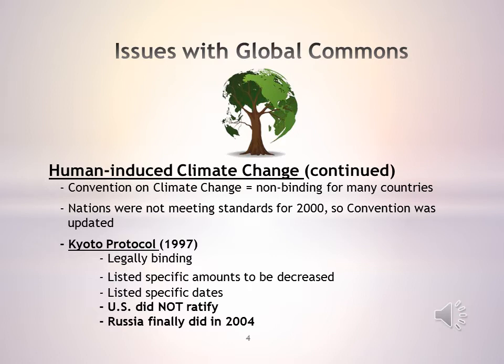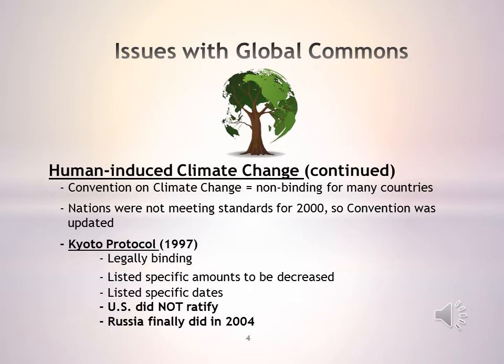So what happened then? Well, by the year 2000, nations were not meeting the standards. They were not actually anywhere close 5 years before those standards were supposed to be hit. Nobody was on trajectory to do it, basically. So the convention was updated in 1997 by the Kyoto Protocol. So this was even 3 years before the standards from the Convention on Climate Change were supposed to be in place. The Kyoto Protocol was legally binding, so they saw the loophole and closed it for the original convention that Bush Sr.